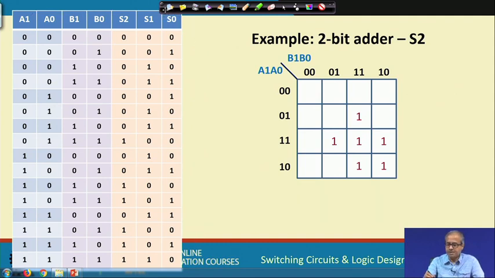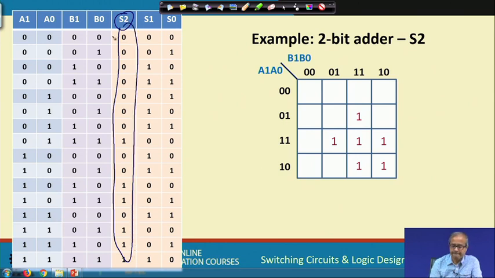Now, in this Karnaugh map, we are showing the Karnaugh map corresponding to the output S 2, that means this column of the truth table. So, how many 1s are there? 1, 2, 3, 4, 5 and 6. So, you see there are 6 1s corresponding to this.